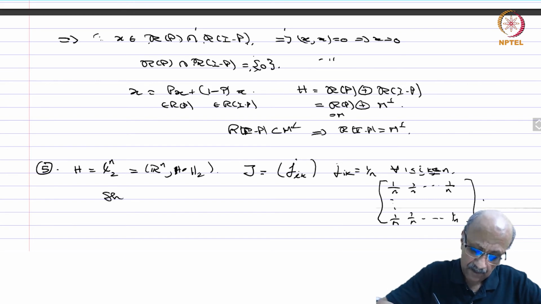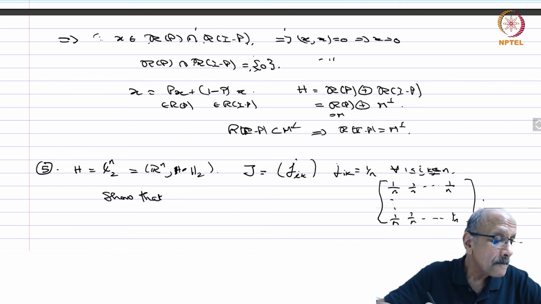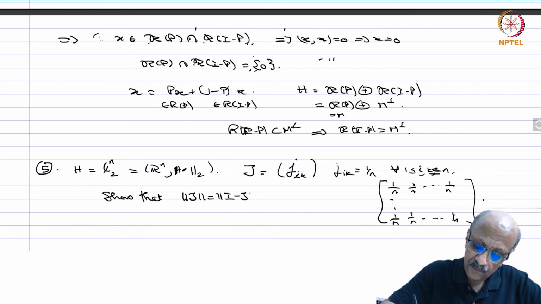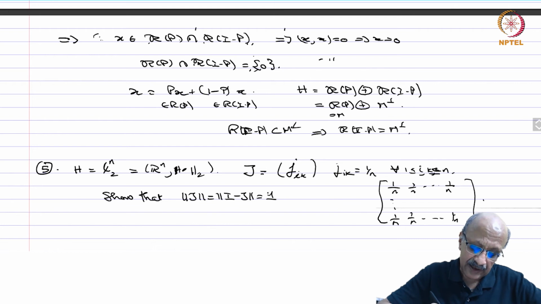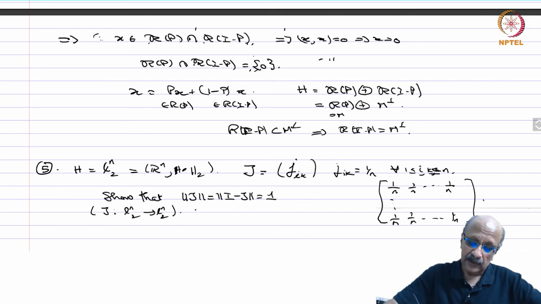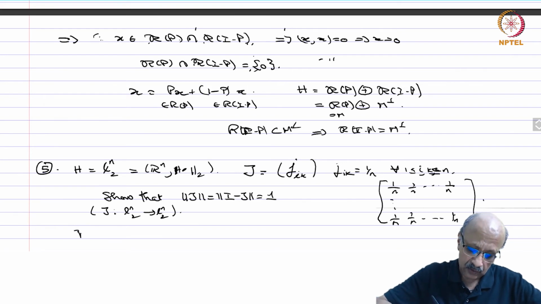Show that norm J equals norm of I minus J equals 1, where J now takes l^n_2 to l^n_2, so it's a linear mapping, and therefore it has a norm. We want to show that now. Okay, solution.